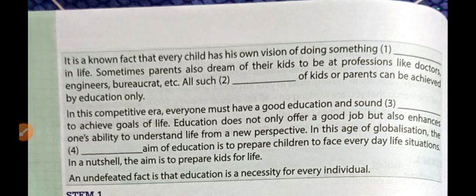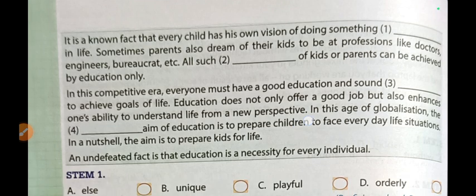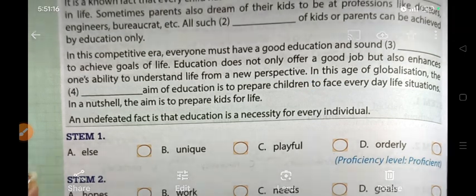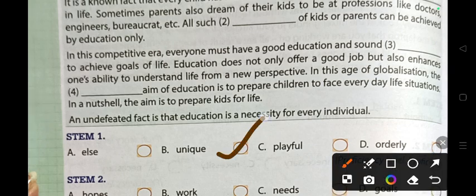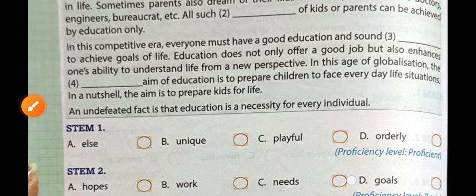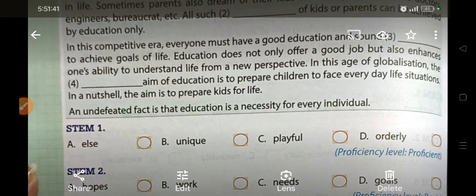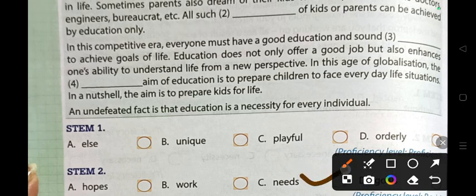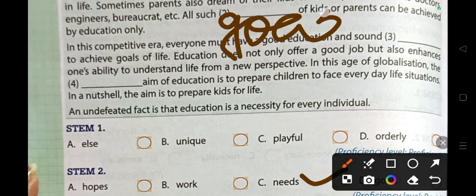It is a known fact that every child has his own vision of doing something what? Doing something unique, right? So every child just thinks about doing something unique in life. Sometimes parents also dream of their kids becoming professionals like doctors, engineers, bureaucrats, etc. All such... now you have to find out the second correct option. So all such goals of kids and parents can be achieved by education. So what will be the correct option? Goals. Goals is written in the D option, so I'm just writing here goals. Fine.